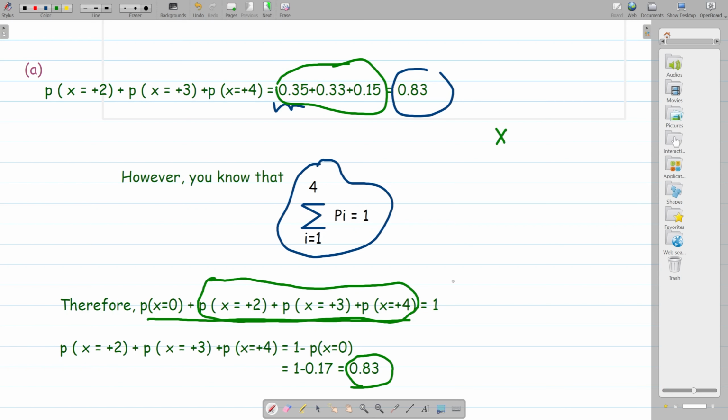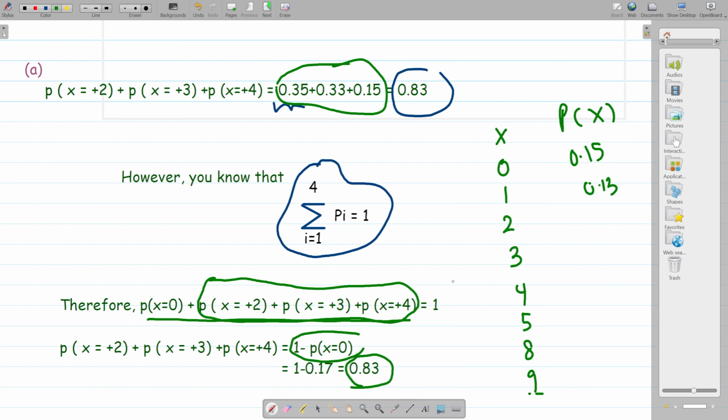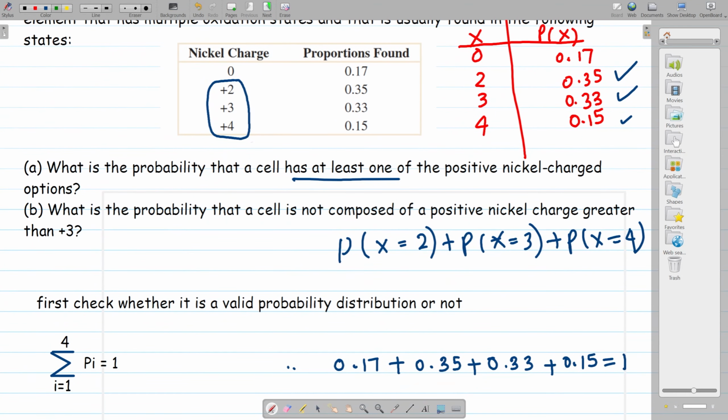But what happens if you have x values something like this? When it comes to big x values and a probability value for each of those, what will happen? Yes, taking the whole sum is kind of difficult. Using this method is easier than using that method. That's why I told you that one. Okay, let's look at the second part, part B.